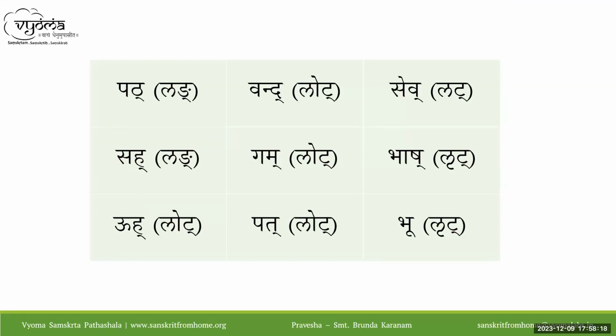Pattern difference: that akara will come in past tense. In lot lakara, akara will not come. Like pathati becomes apathat in past, Vandate becomes avandata. There is an akara, right? That akara is coming because it's in past tense. That is a clue that you need to remember. That akara will always come for a past tense. Is it clear?